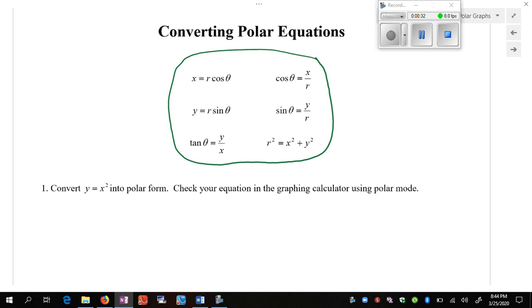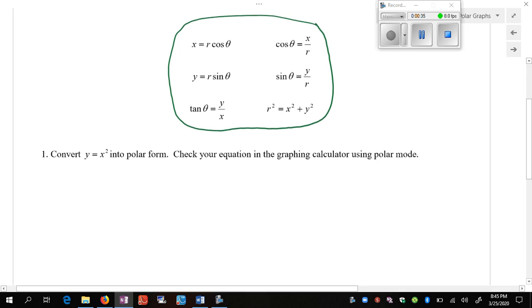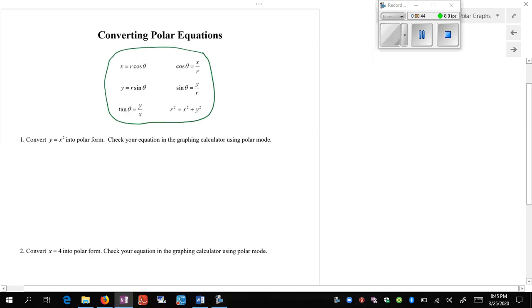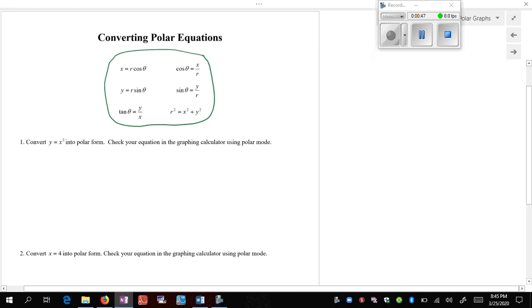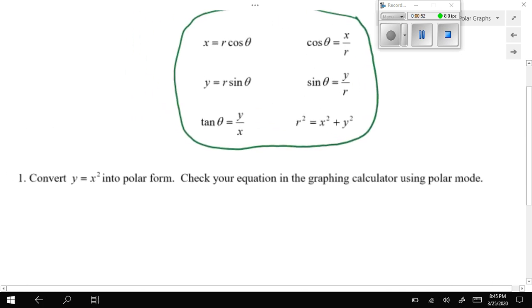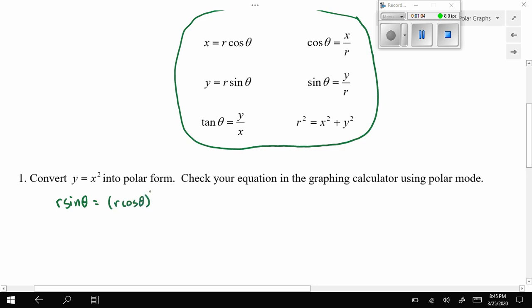This first question I have here is a rectangular equation of a parabola, and I am going to convert it into polar. So first off, we are going to just substitute in our two equations that we have for y and x. So we have y is equal to r sine theta, and x is equal to r cosine theta. So we can substitute like that. I'm going to clean this up a little bit here.